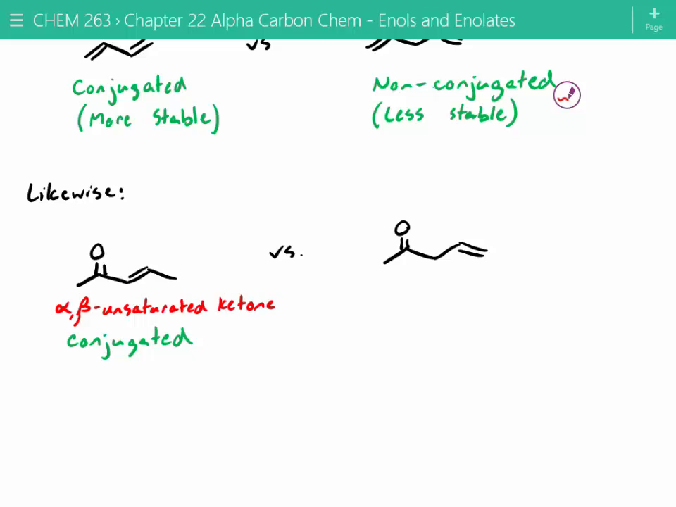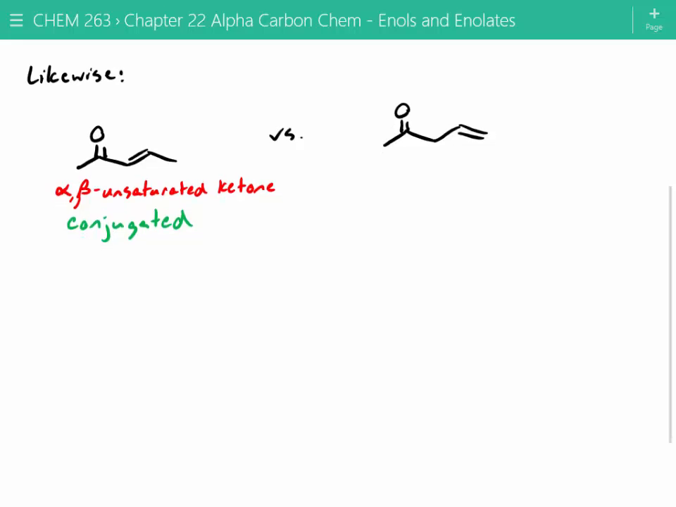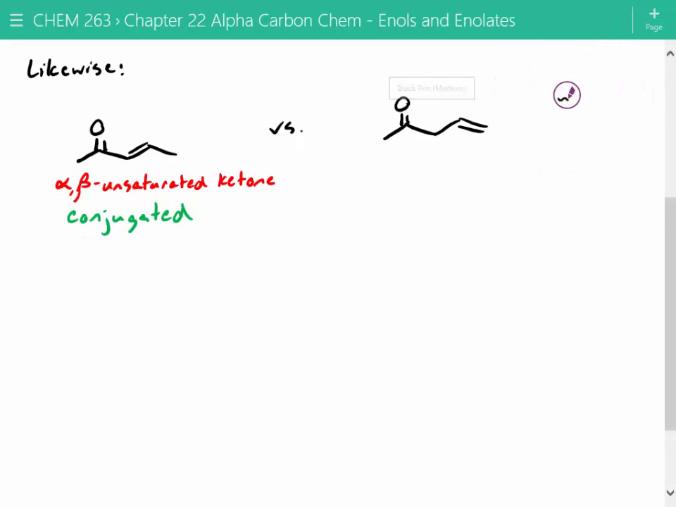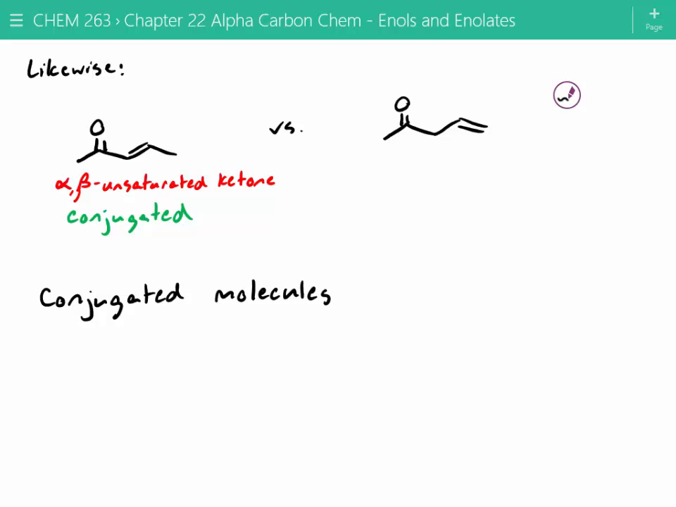Any other form of unsaturation doesn't lead to conjugation for these molecules. And so if we think back to our chapter about conjugation, conjugated molecules undergo different reactivity, right? Does anybody remember the 2 types of addition we can get with conjugated molecules?